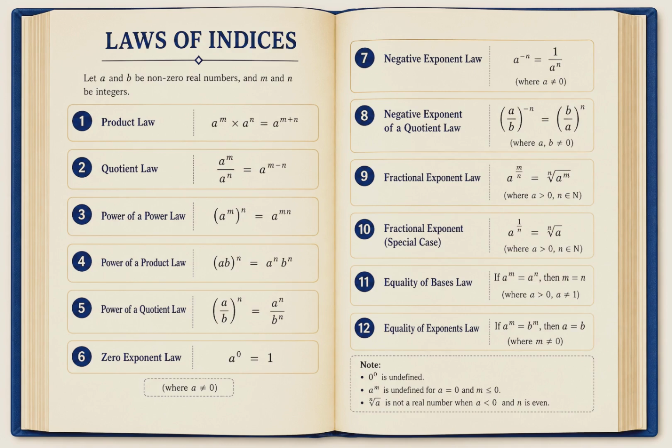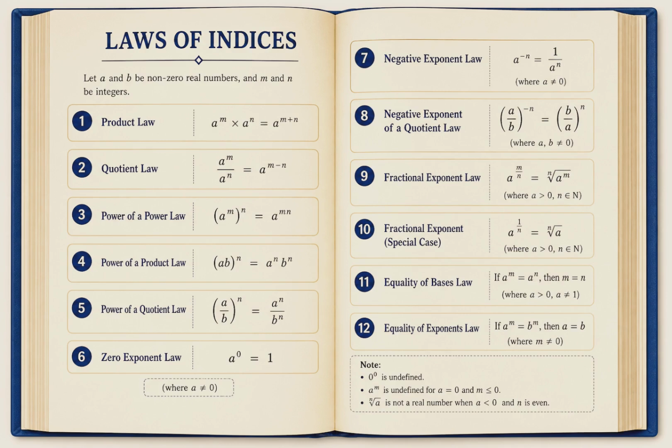Now looking at the fourth law, we have the power of a product law. Now you have two different bases multiplying each other, then raised to the power of n. What you do is you separate them, then raise them to the power of n. You pick a raised to the power of n, then you multiply it by b raised to the power of n. That's why you have a raised to power n times b raised to power n.